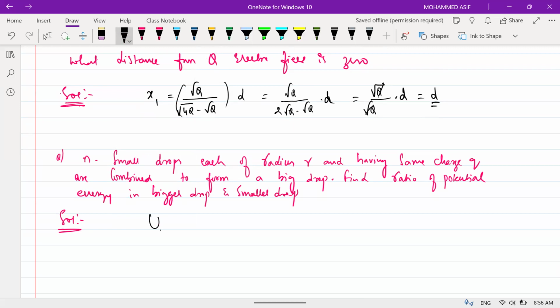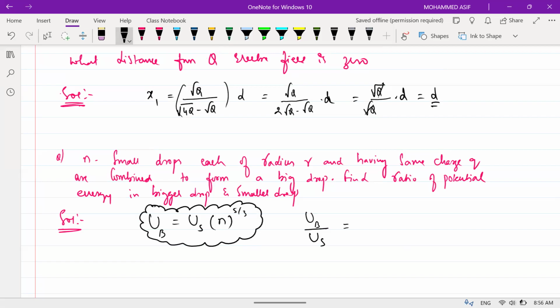In this one, you can use this formula. Potential energy of the bigger drop is equal to potential energy of the smaller drop multiplied by n to the power of 5/3. In the regular class we will do the derivation. But right now, remember, if you get this type of question, you can directly use this formula. So he's asking the potential of the bigger drop divided by the potential of the smaller drop. It is n to the power of 5/3.